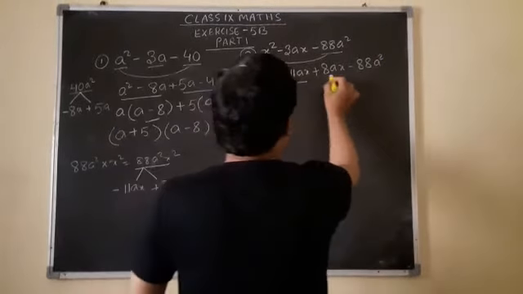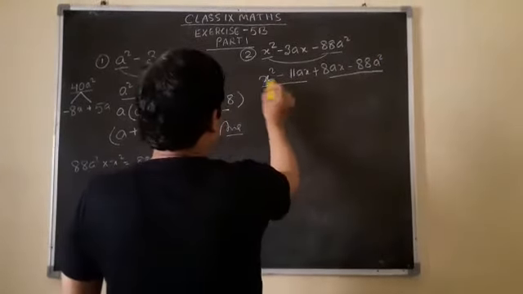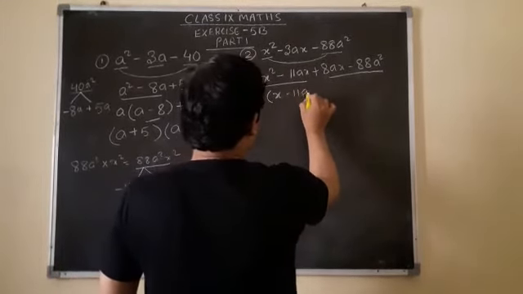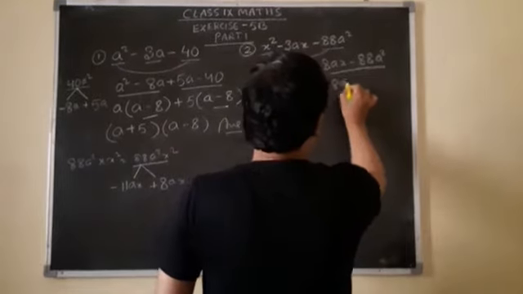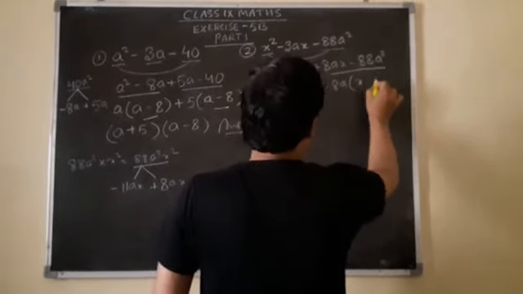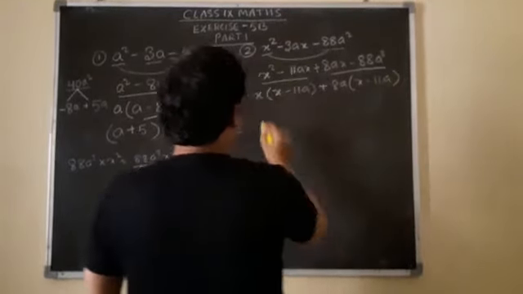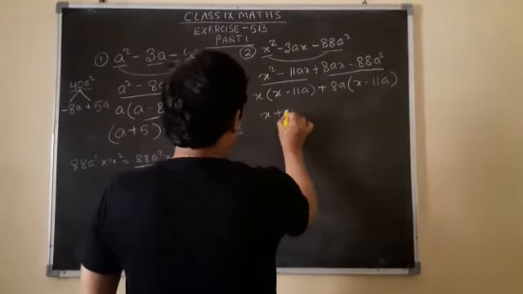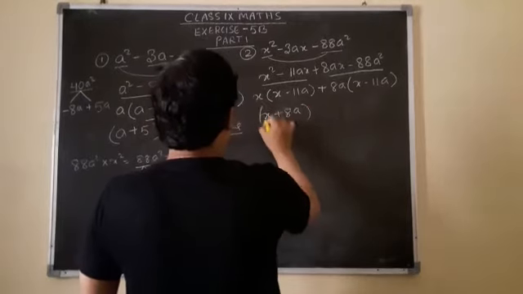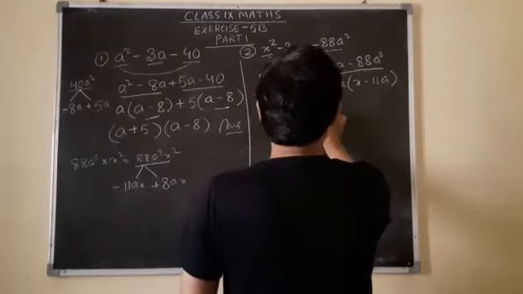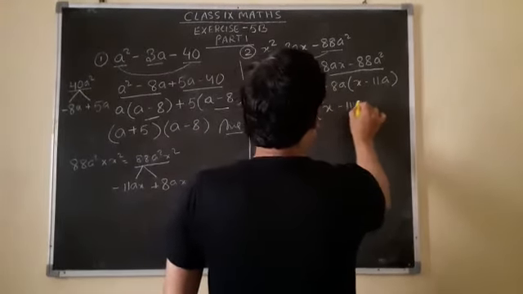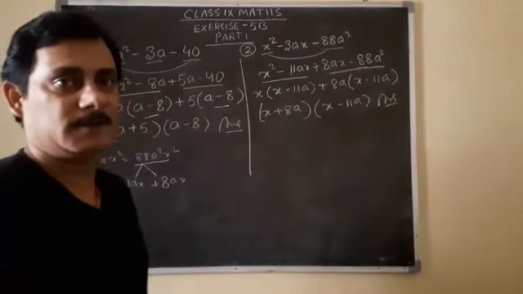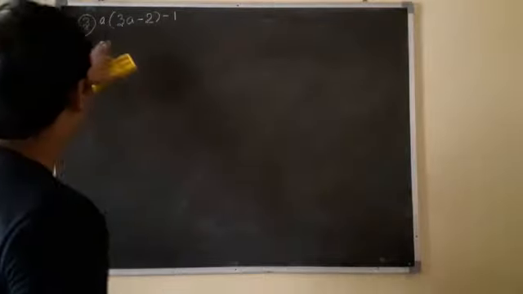Now we will make groups and take the common. What will be the common? x will be common here, x minus 11a, and on this side 8a will be common, and here x minus 11a. Now make the factors: x plus 8a, and on this side x minus 11a. These are the factors.